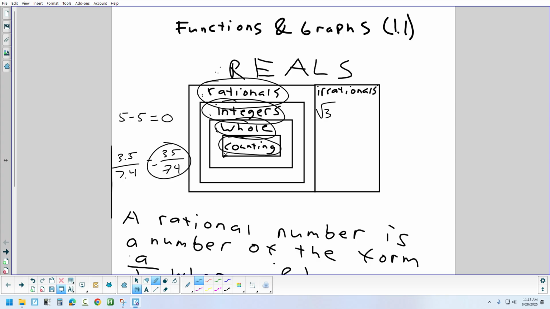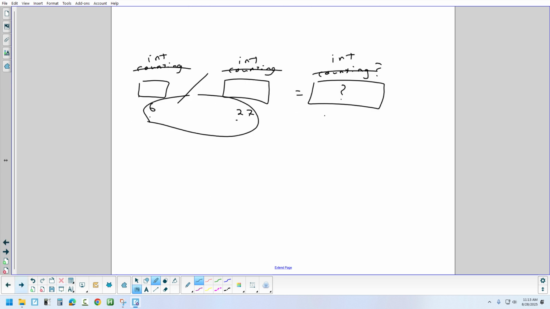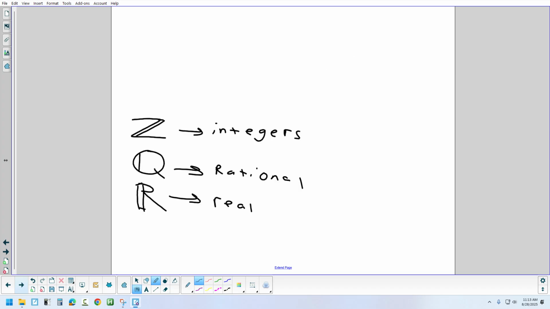All right, so any questions on the different number sets? Now, some of the number sets we have symbols for. Z stands for integers, Q for rational, R for real. Not sure where the Z comes from. Q might be quotient, when you think of fractions, rational. Now, you can also write something like this. What do you think that symbol means?